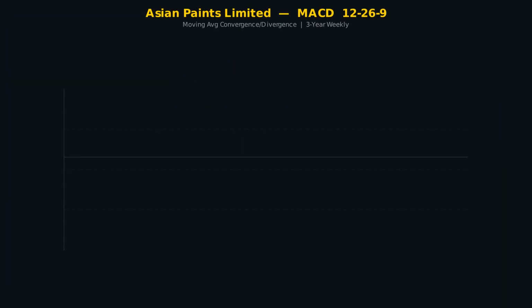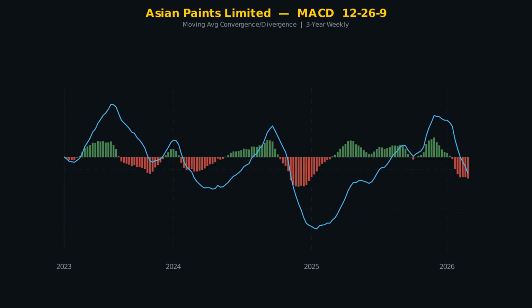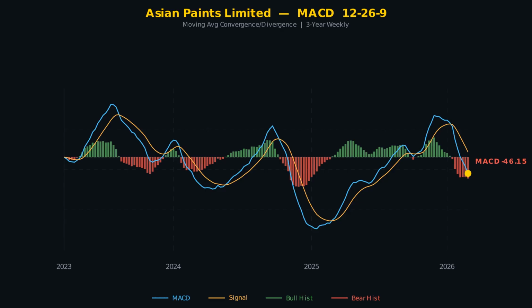Here is the MACD chart for Asian Paints Limited. Green bars mean MACD is above signal, bullish momentum. Red bars mean bearish momentum. Currently, the histogram is expanding. The MACD line is below the signal line. Bearish pressure is present.